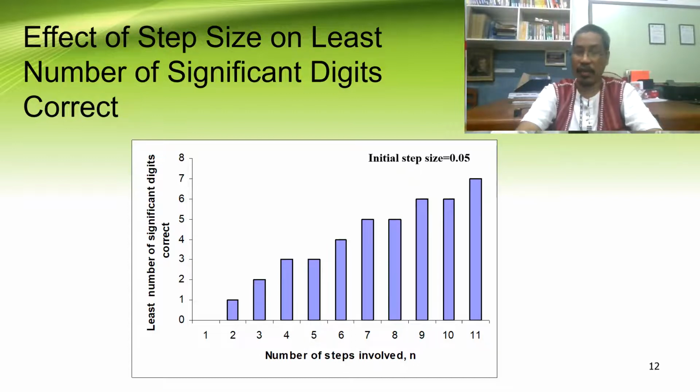Least number of significant digits. We already know the number of steps involved: 2 steps, 3 steps, 4 steps.